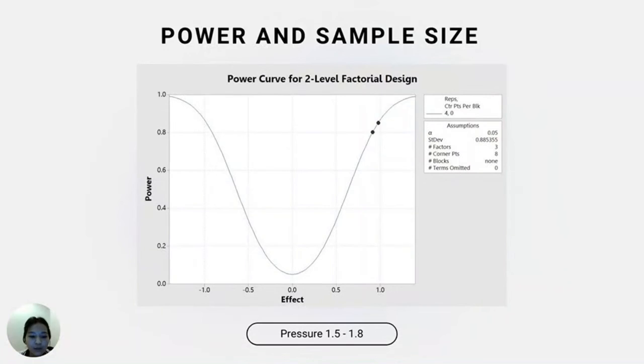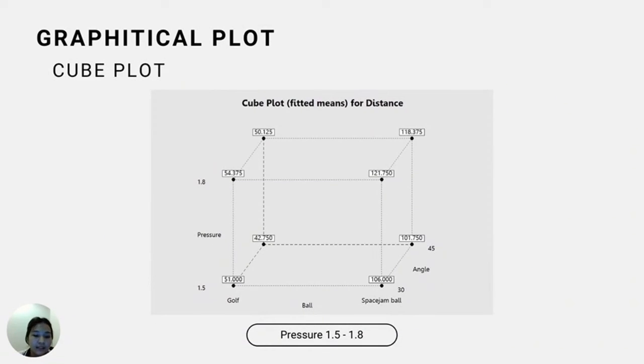Next, power value and sample size. Set the power value at 0.8 and 0.85. If the effect is high, it is easy to detect, and the graph is shown on the slide. Next, the graph: normal plot of effects. The 2K factorial has 3 factors. The graph is a Q plot because 2 to the power of 3. The graph is shown on the slide.